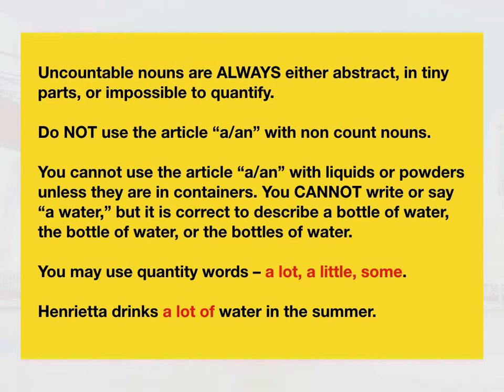Uncountable nouns are always either abstract, in tiny parts, or impossible to quantify. We will not use the article a or an with non-count nouns. You cannot use the article a or an with liquids or powders unless they're in containers. You cannot write or say a water, but it is correct to describe a bottle of water, the bottle of water, or the bottles of water. You may use quantity words, a lot, a little, some. Henrietta drinks a lot of water in the summer.